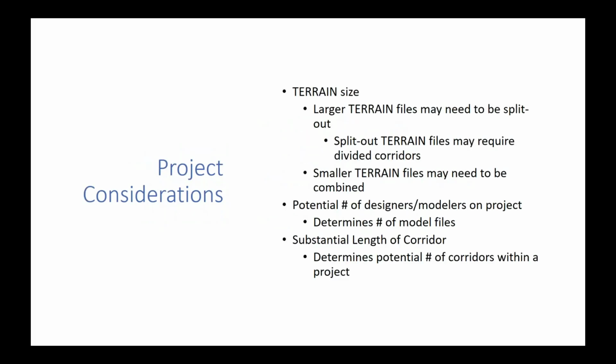There's some other things to think about. Your surveyor may or may not give you a contiguous terrain file. Sometimes the files are too large for your project and you may need to split them out just to make it work a little faster. Sometimes you get projects where the surveyors have given you a bunch of smaller files and you may need to create a single terrain file just to make life easier as you're designing and modeling. A lot of this really depends on the number of people that you're going to have designing and modeling on the project, as well as the file sizes.